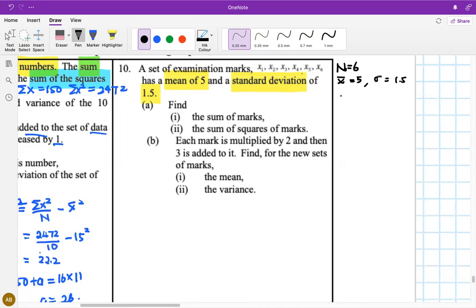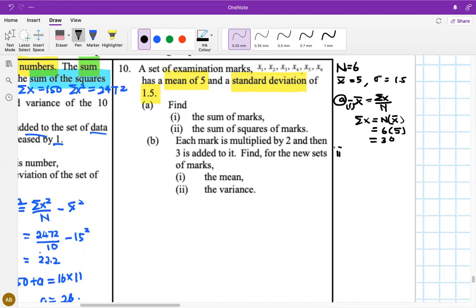So this one, we just use the mean, because the mean is the sum of the data divided by the total data. So the sum of data is n times the mean, right? So n is 6 times the mean is 5, then you have 30. So this is A1.